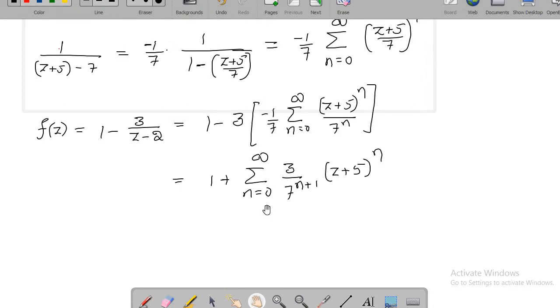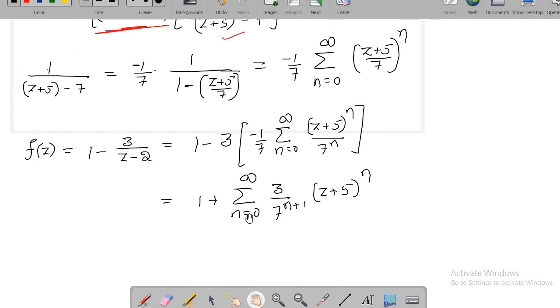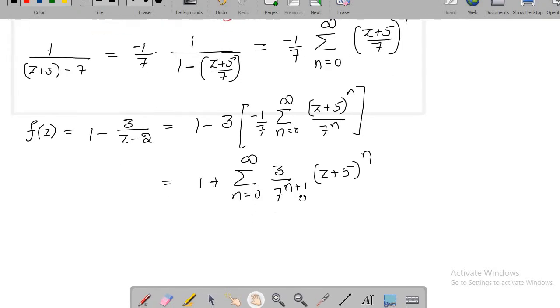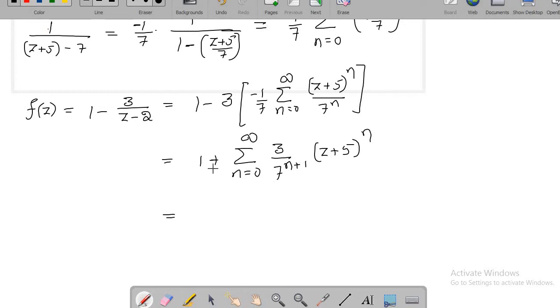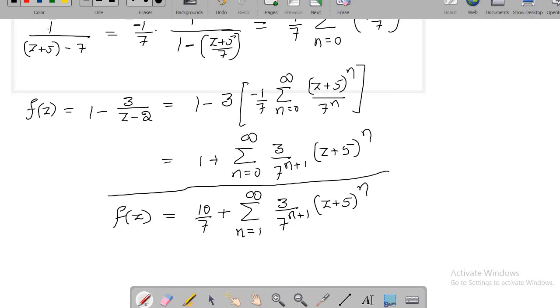Okay, so now this is the power series expansion of f of z in terms of z plus 5 whole power n. So here we got one constant term extra, or let me write it like this. The constant term here is 1 plus, when you substitute n equal to 0, you'll get 3 by 7, 1 plus 3 by 7, that will be 10 by 7. This is the constant term, and the rest will be same as this. n equal to 1 to infinity, 3 by 7 power n plus 1 into z plus 5 whole power n. So this is what our function is. I mean, the series expansion of the given function.